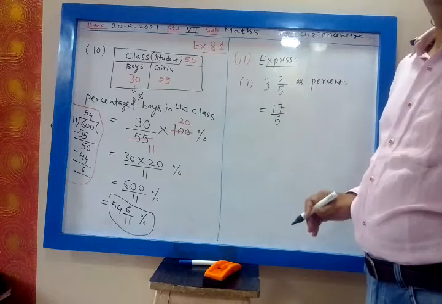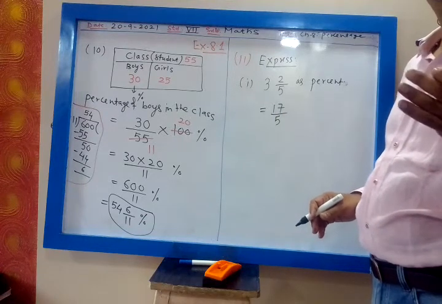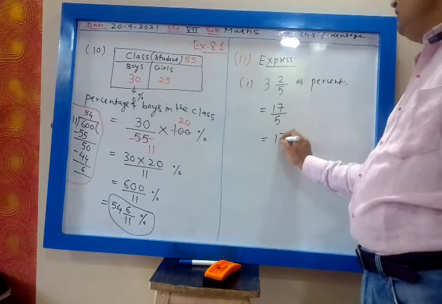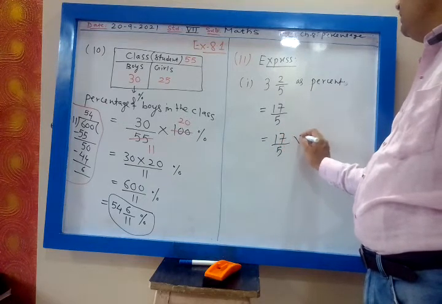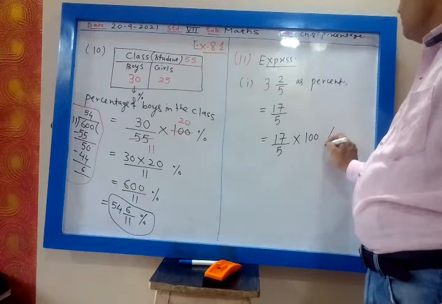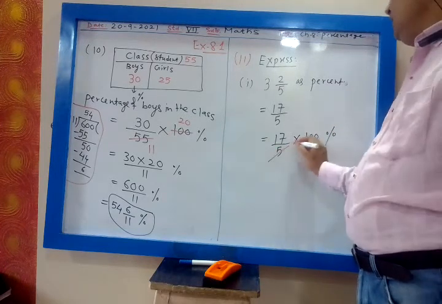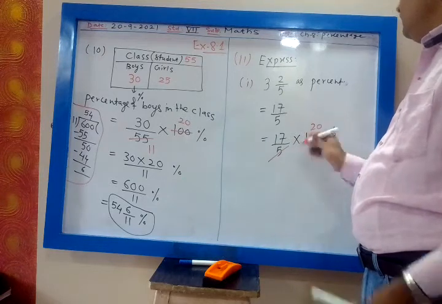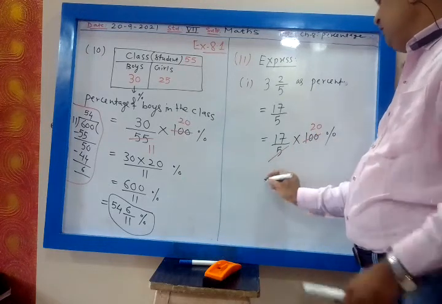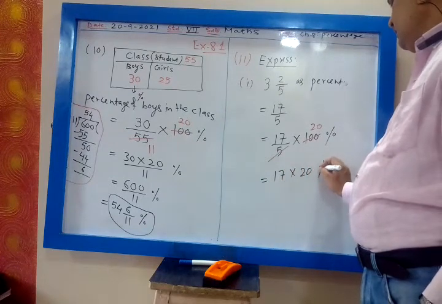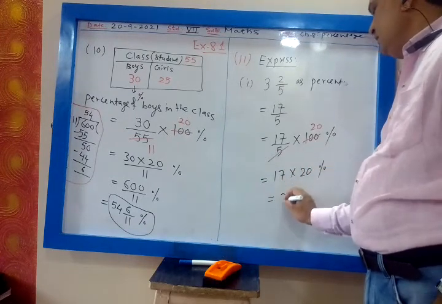Then how do you convert a fraction into percent? Multiply by 100. So that is 17 upon 5 multiplied by 100%. You can cancel this: 5 twenties are 100. So that is 17 into 20%, which is 340%. Yes, very good.